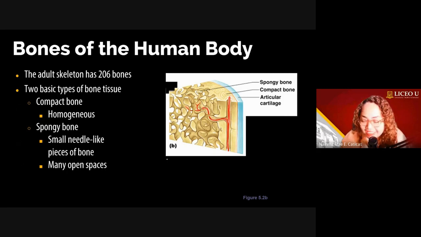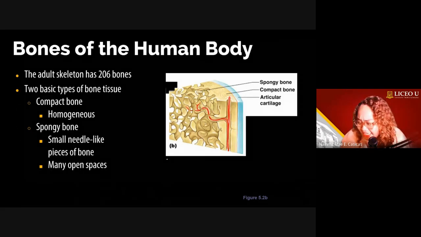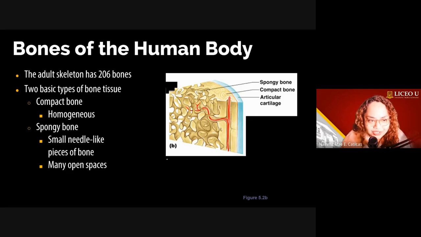There are apparently 206 bones in the human body, and I don't think it's going to change in the next couple of years, of course. Maybe if we evolve, okay, fine. But it's going to take centuries for that to happen. So there are two basic types of bone tissue. You have your compact bone and your spongy bone. The compact bone is homogeneous. It's very solid.